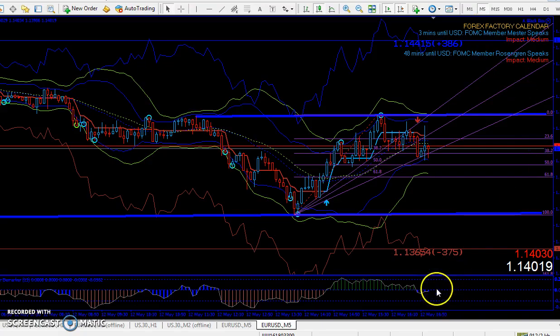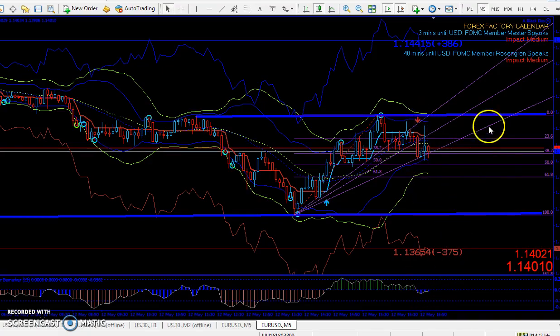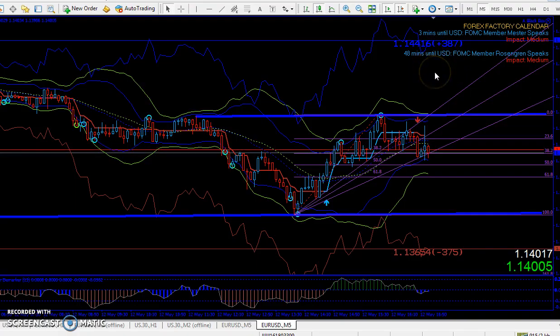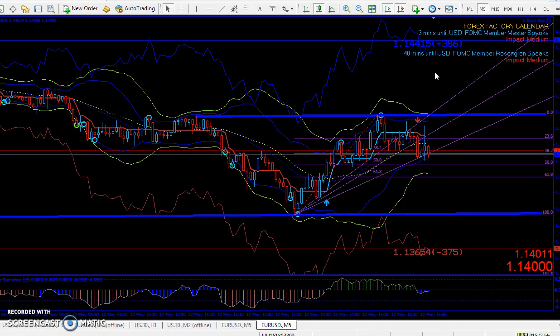Here, I want to show an example of hopefully what will be a squeeze break. You can see here where the indicator is blue, we're in a squeeze on the 5-minute chart on the euro, and in 3 minutes we have an FOMC member, Meissner, speaking, and in 48 minutes we have the FOMC member Rosenberg speaking. So let me pause for a while and see what happens.